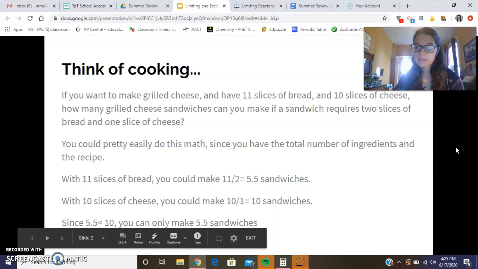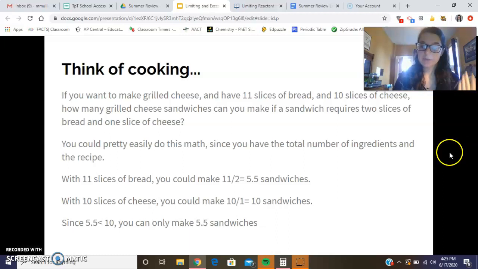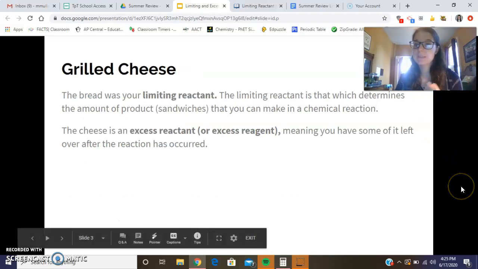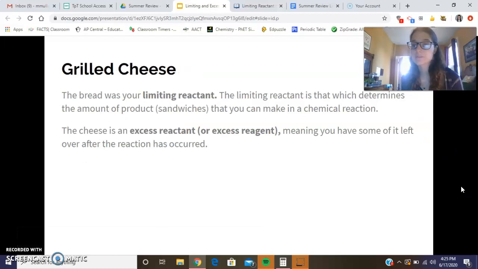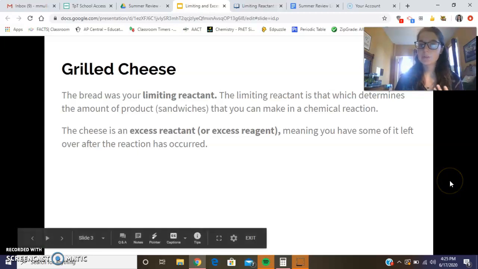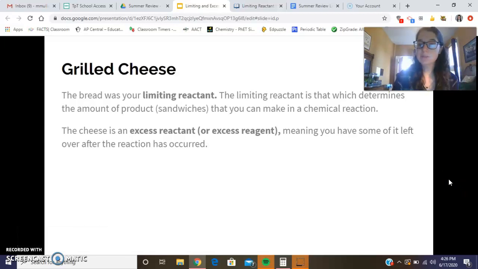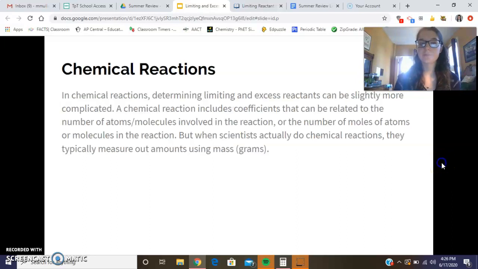So in this instance, if we were thinking of limiting and excess reactants, the bread is your limiting reactant. It determines how much product or sandwiches you can get once you finish your recipe. The cheese is an excess reactant or excess reagent, meaning that you have some of it left over once the reaction has occurred, once you've finished baking all those sandwiches. So the limiting reactant determines how much you get in the end. You can't make more sandwiches because you have no bread. The excess reactant is how much of the reactant or reactants that you have left over.